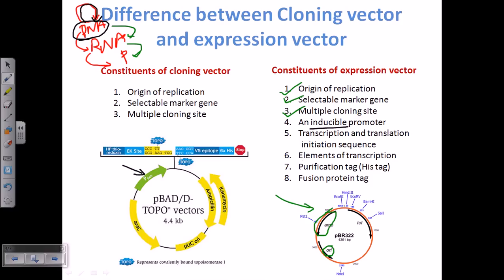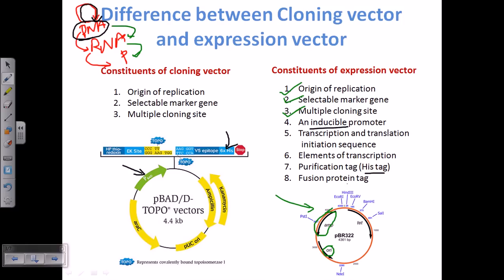Now the seventh one is the purification tag, or in this case, the histidine tag. We can see here the 6x histidine, so 6 histidine amino acid residues are there, because we require them for the purification, as we have already talked about. And also a fusion protein tag. It may be present, it may not be present.